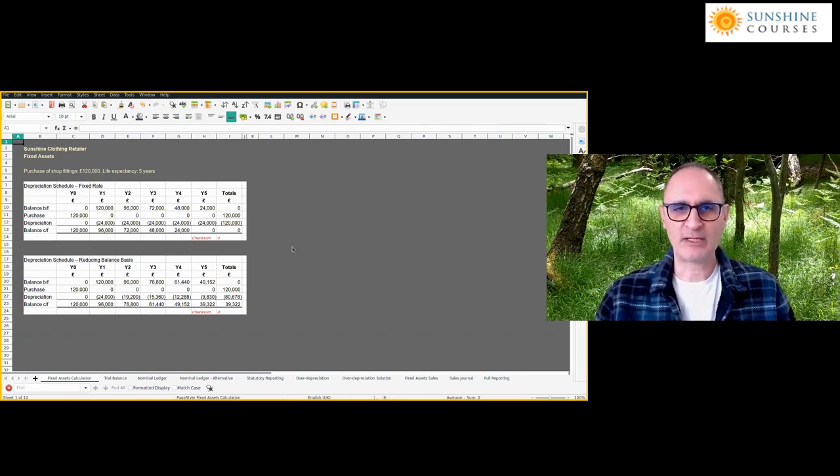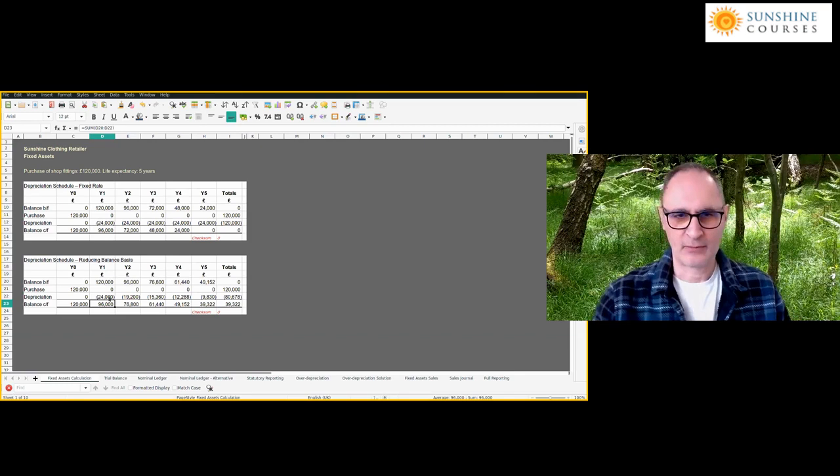So there's an alternative concept of allocating the costs. Instead of allocating them on an annual basis, fixed based on the £120,000, it says, let's allocate the depreciation not by reference to the cost, but by reference to how much we've got left in the balance sheet at the end of the period. So I'm going to illustrate what I mean by that.